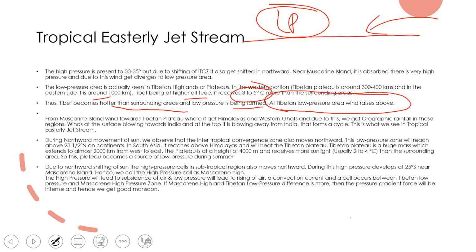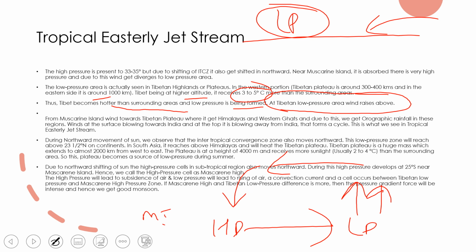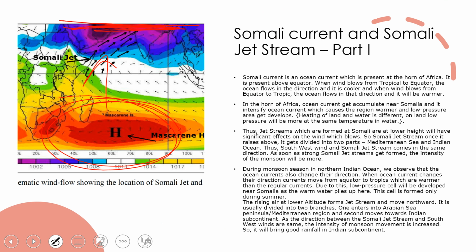As I have explained, this is low pressure, this is high pressure. Where is the high pressure? It is at Mascarene Island. Ultimately, the air will rise above, and after hitting the troposphere and cooling down, it will fall down to the high pressure area, and the high pressure area will tend to move to the low pressure area. That will help in the coming of monsoon.